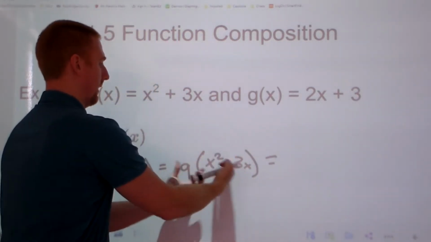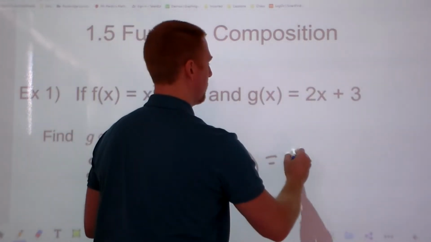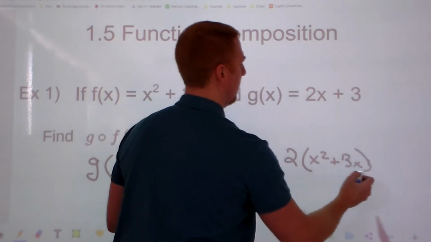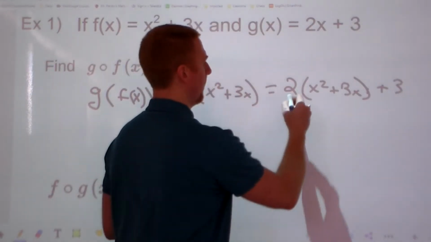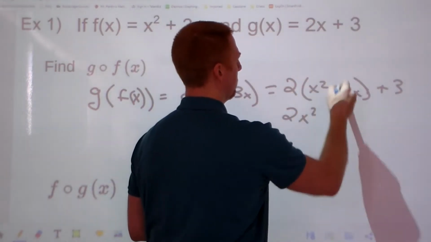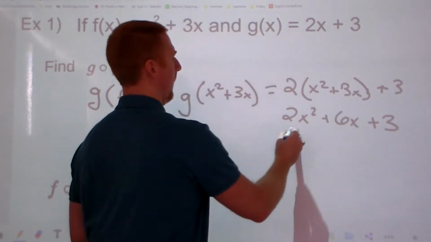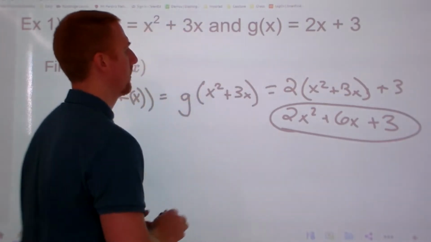You've got something to plug into g. Here is your g function, so 2 times x squared plus 3x. So just be careful distributing, make sure you do everything correctly. You're going to have 2x squared plus 6x plus 3, and that'll do it. That's your g of f function.